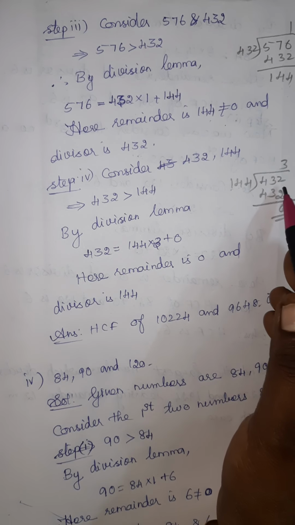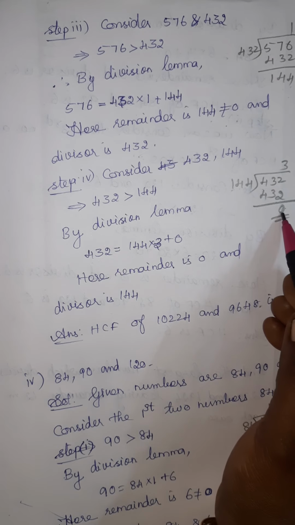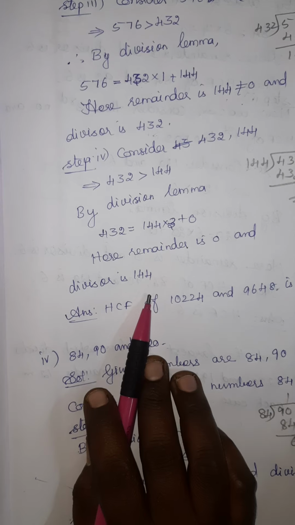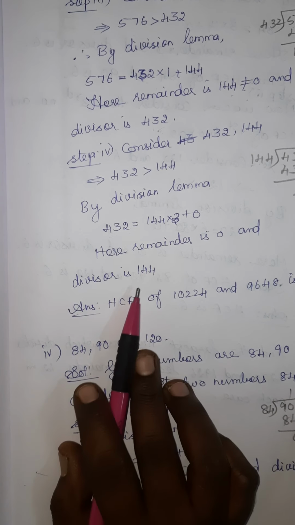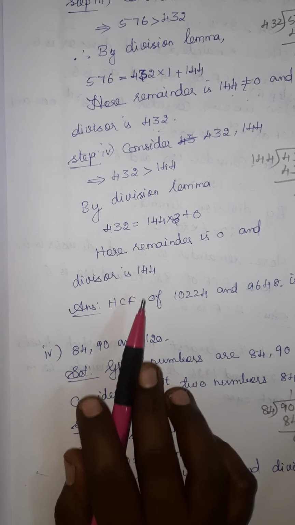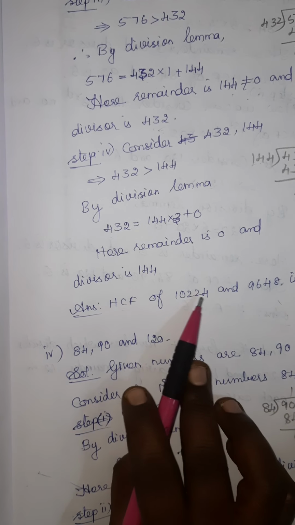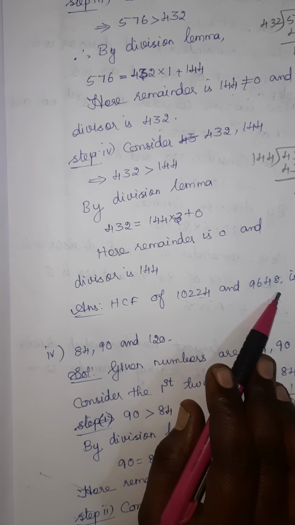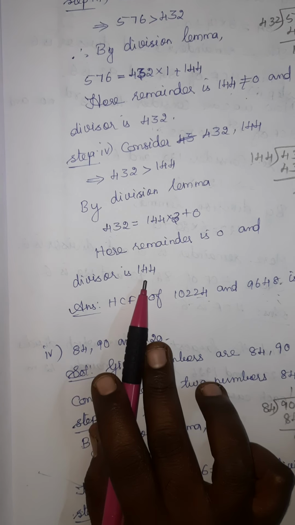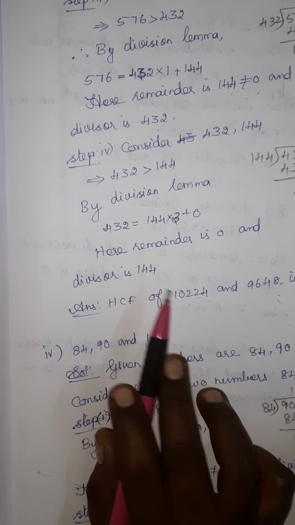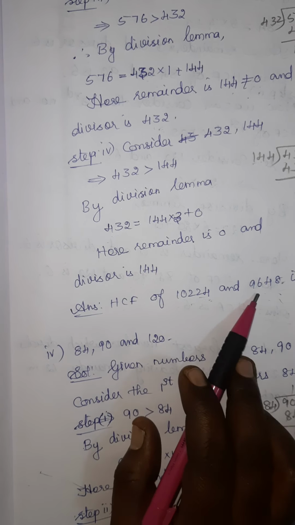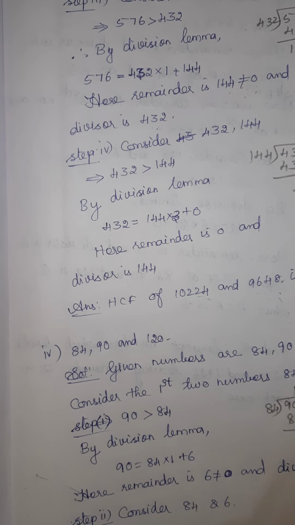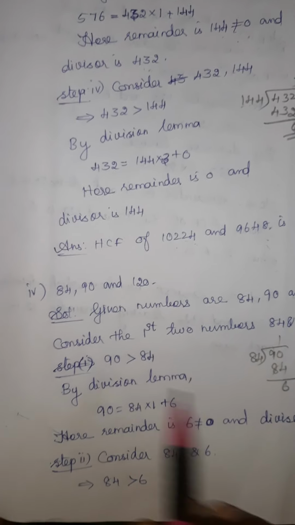Then since both values are the same, the remainder is 0, so we can conclude the sum. Since the remainder is 0, the corresponding divisor is the HCF of the given numbers. Not just these two numbers, of the given numbers. Are you all clear? So we get the HCF, that is the GCD, of 10,224 and 9,648 is 144. Are you clear? Next question, fourth one.